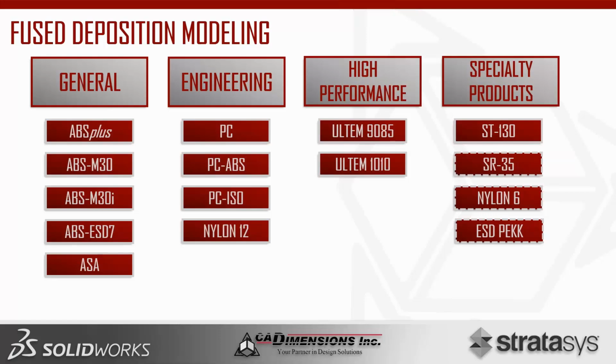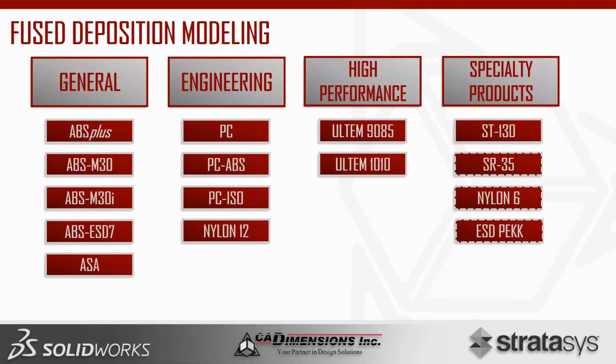Then as we go into the next category, engineering, we have polycarbonate blends. So polycarbonate ABS, and then polycarbonate ISO, which is the biocompatible version of our PC materials. And then nylon 12, which is another material that we'll be getting into a little bit later.